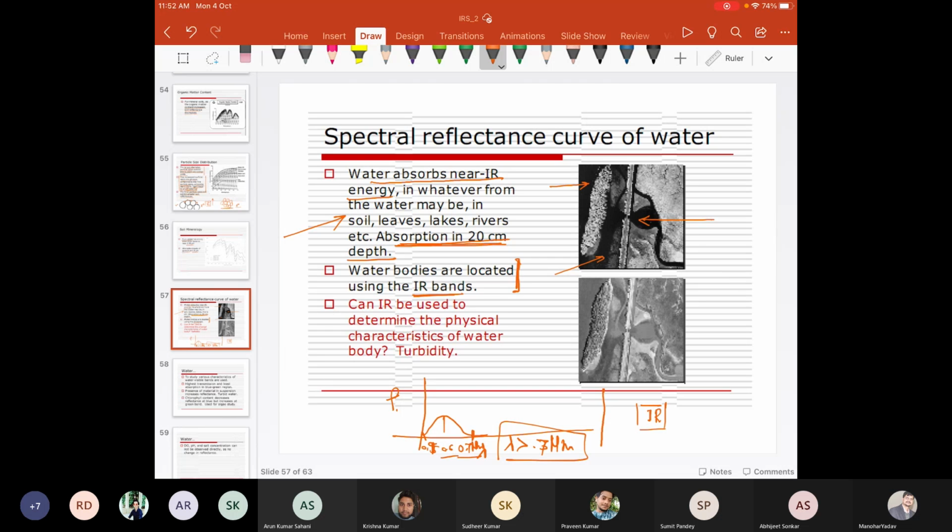Not like that. If we have a water body, we say that the depth is more than 20 centimeters, which is very low depth. So if we have water bodies like a pond, river, or ocean, in that case what will happen? All the wavelengths which are in the NIR band or more than that, we can say lambda more than 3.7 micrometer, are completely absorbed within the water.